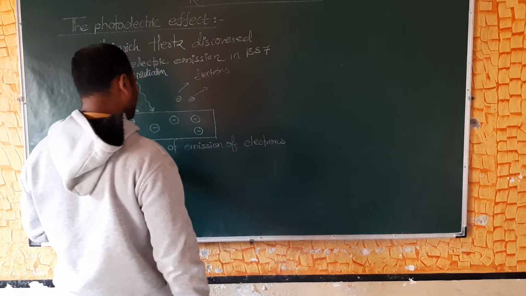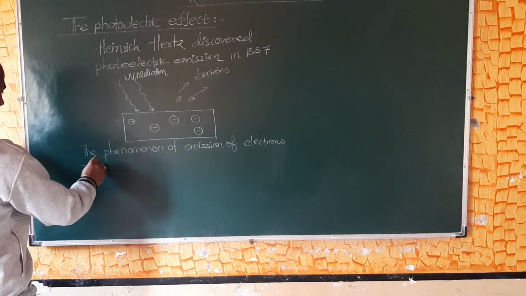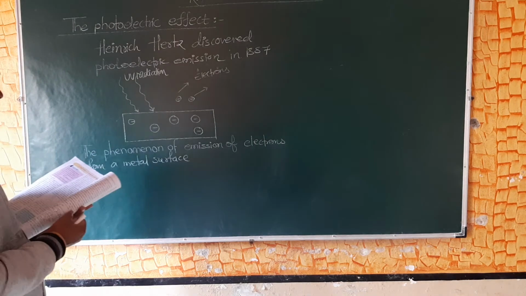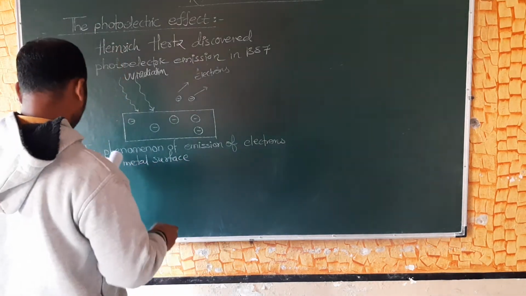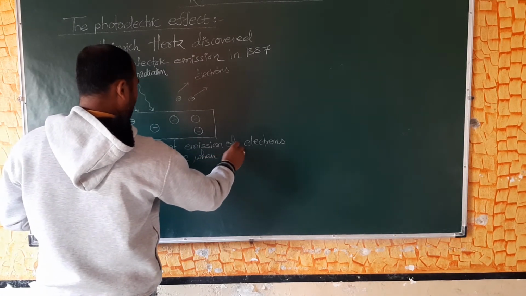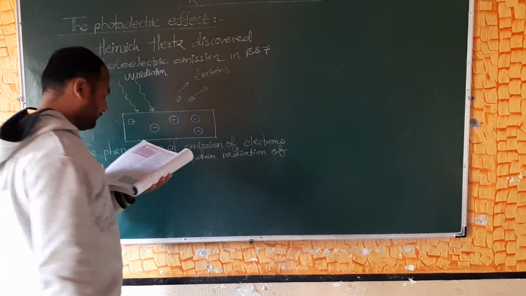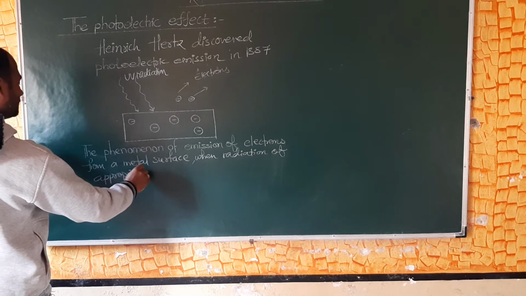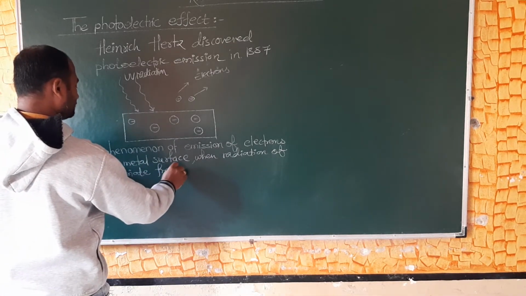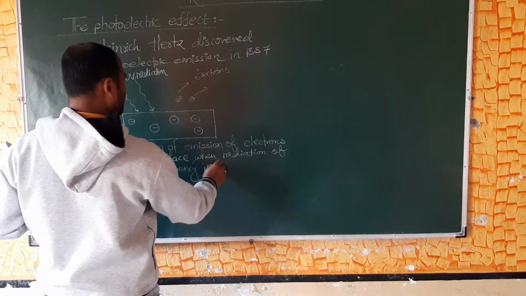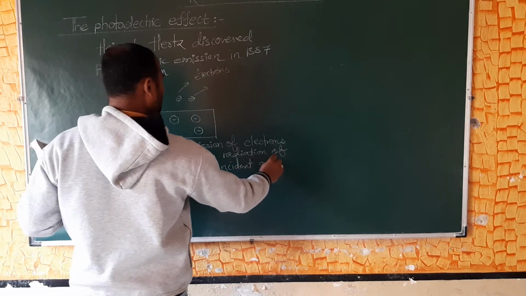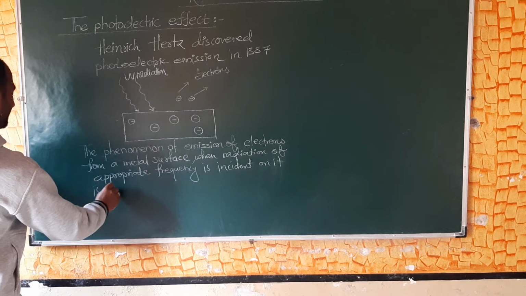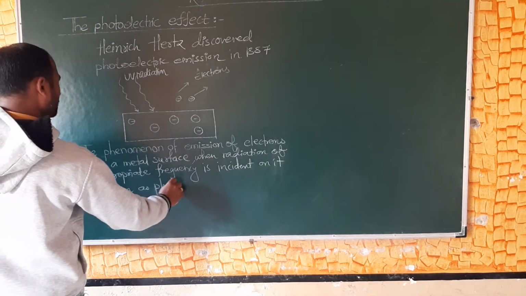So the phenomenon of emission of electrons from a metal surface when radiation of appropriate frequency is incident on it is known as photoelectric effect.